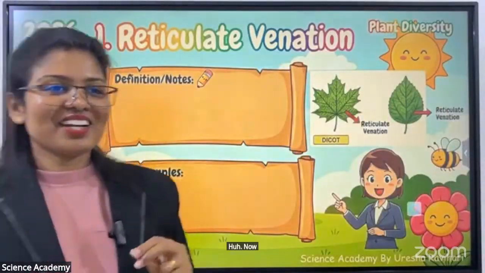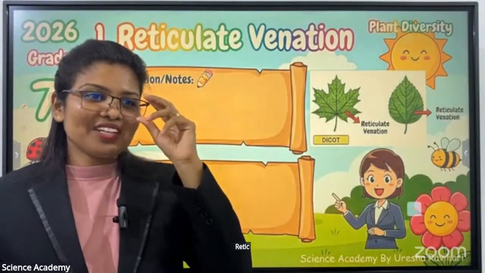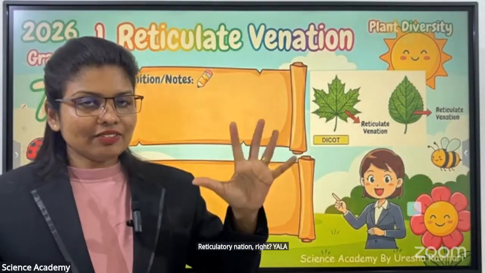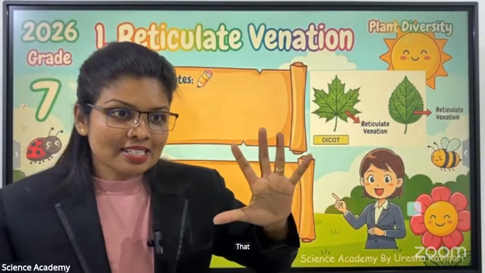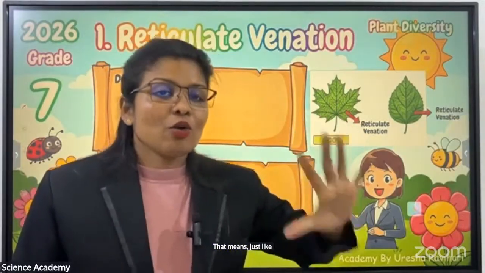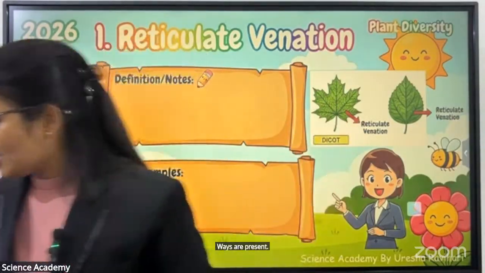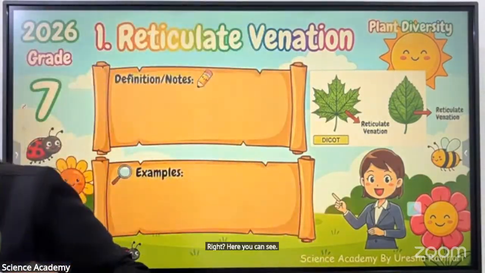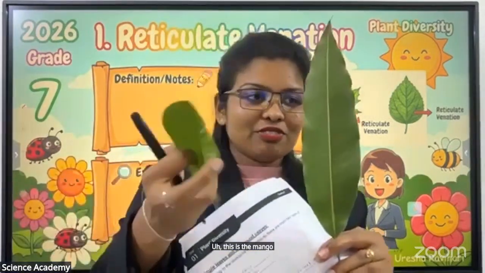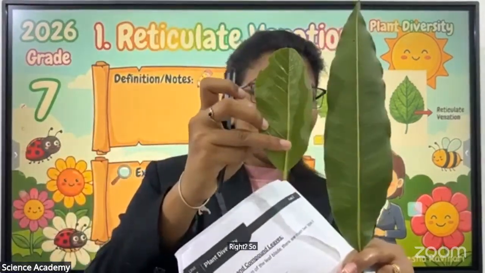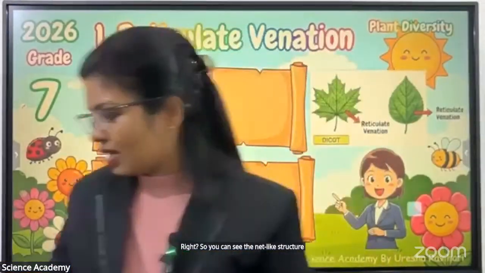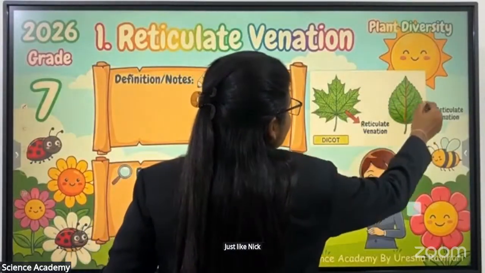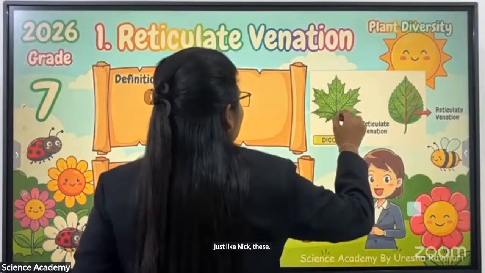Now let's define what is called reticulate venation. Reticulate venation, right? Jalabanariti vinyase. That means just like a net, veins are present. Veins are present just like a net, right? Here you can see this is the mango leaf and this is the guava leaf, right? So you can see the net-like structure of veins, okay? Here in my diagram also you can see these veins arranged just like a net, right?